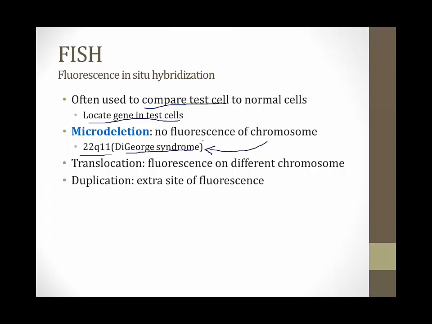You can also use FISH to identify translocations. It will show fluorescence on the wrong chromosome if a gene has been translocated. You can also use FISH to identify duplications. If a gene has been duplicated, you will see an extra site of fluorescence compared to normal cells.